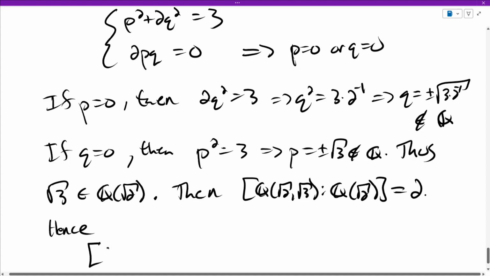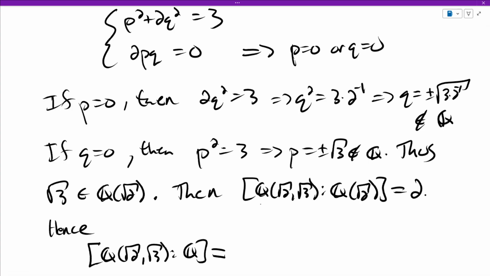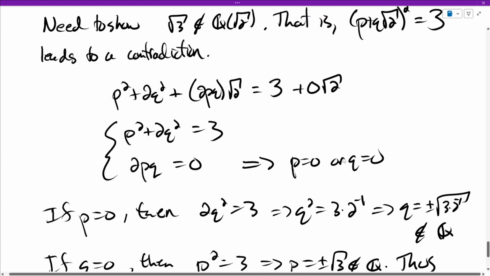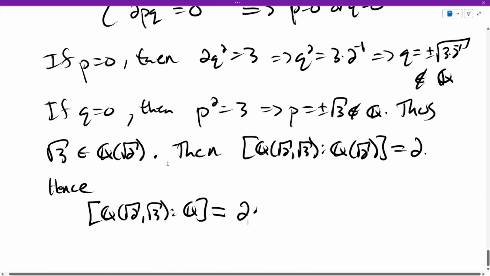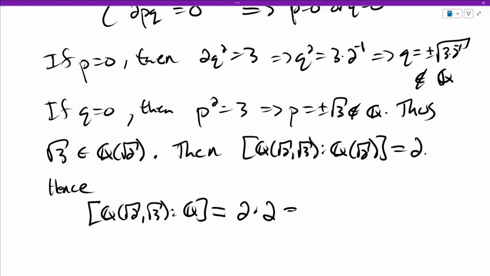So if we go back to our tower law computation above, go ahead and rewind if you need to, it should be the one we just computed times the previous one, and that was a 2. So 2 times 2. So we get 4, which is what we should get. And this is just another way to go about that.